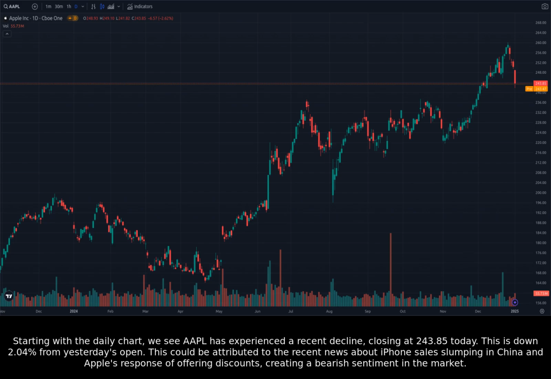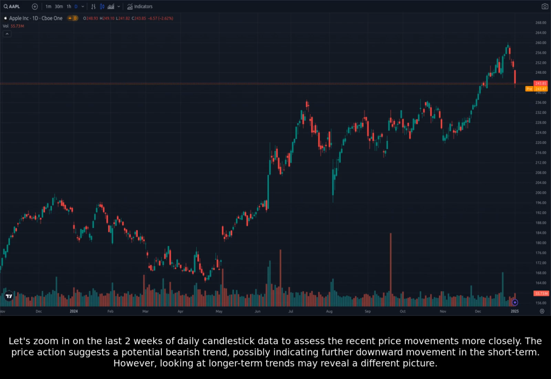This could be attributed to the recent news about iPhone sales slumping in China and Apple's response of offering discounts, creating a bearish sentiment in the market. Let's zoom in on the last 2 weeks of daily candlestick data to assess the recent price movements more closely. The price action suggests a potential bearish trend, possibly indicating further downward movement in the short term. However, looking at longer-term trends may reveal a different picture.